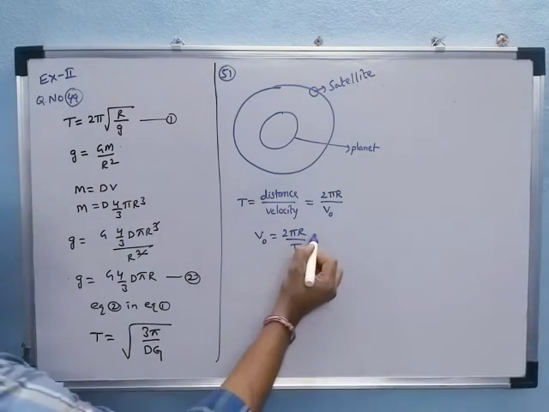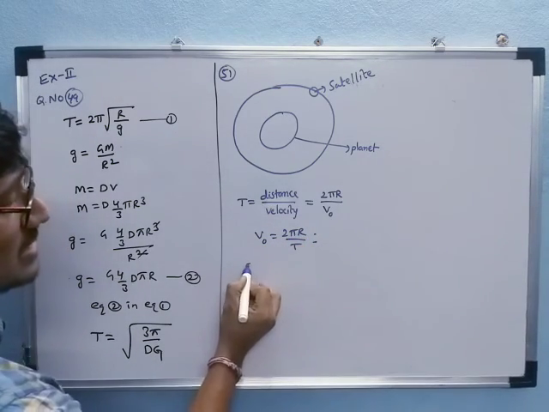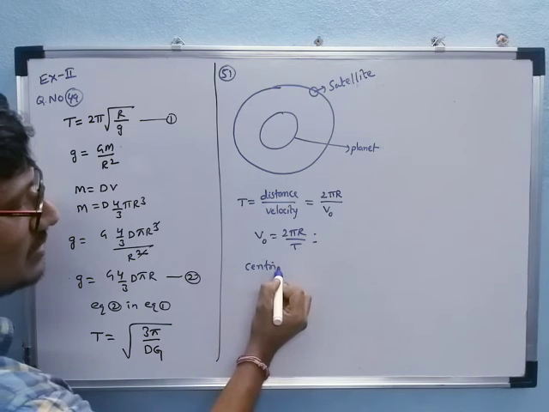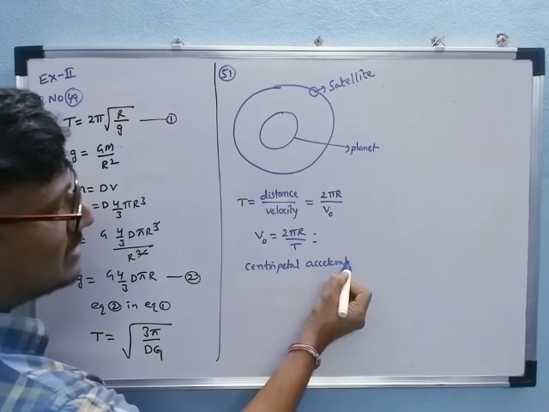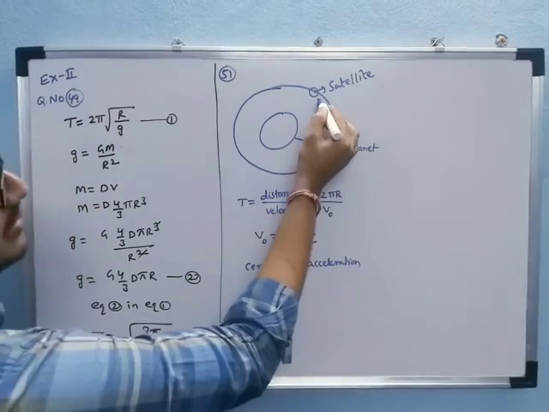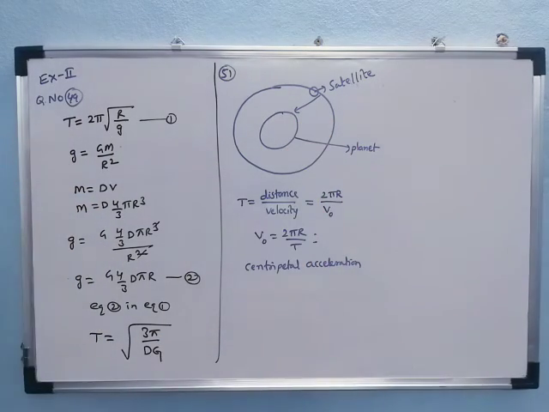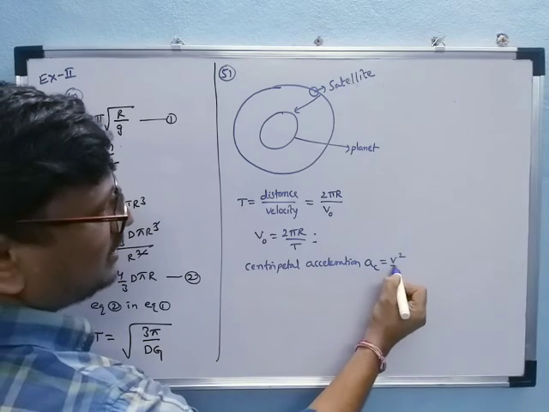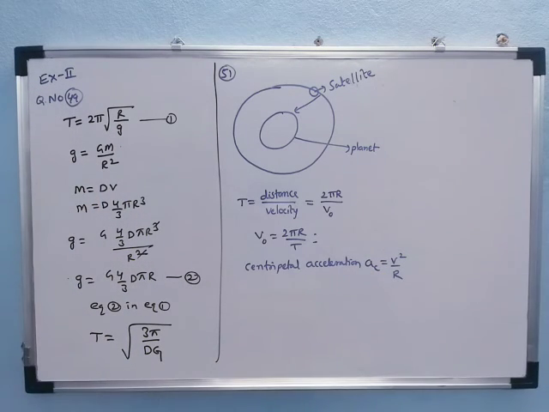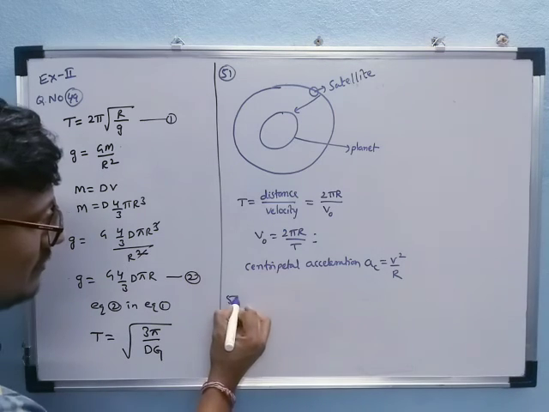And then find its acceleration, that is the centripetal acceleration. Because this acceleration acts towards the center, it is called the centripetal acceleration. The ac is equal to v square by r. Next, see the question number 56.